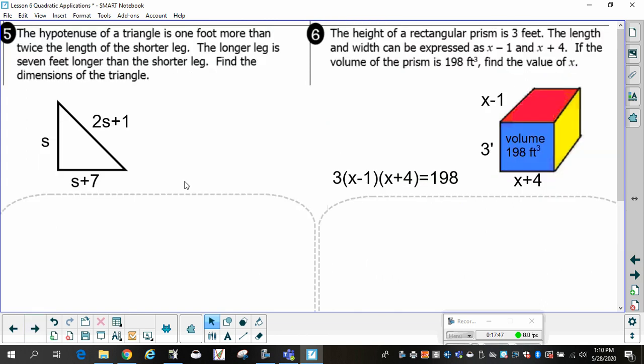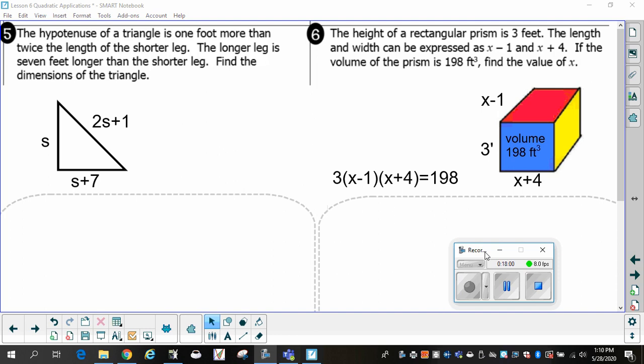Now, here are a couple more. What I'd like to do is, at least for this first one, pause and let you try solving this one. Then come back and take a look. So go ahead and try to do this one. Just read it and see what you can do.